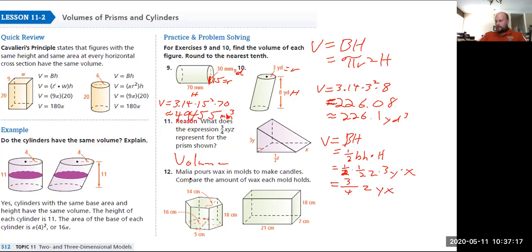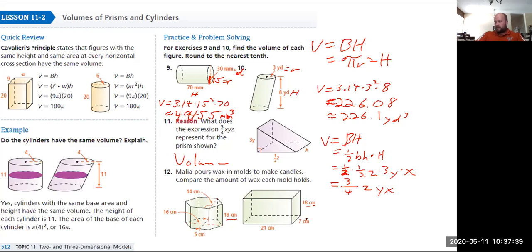Number 12. Let's see, it says we pour wax in molds to create candles. Compare the amount of wax each mold holds. So, first thing I notice here is we have 18 for the height on both of these. So, the height's going to be the same for these.